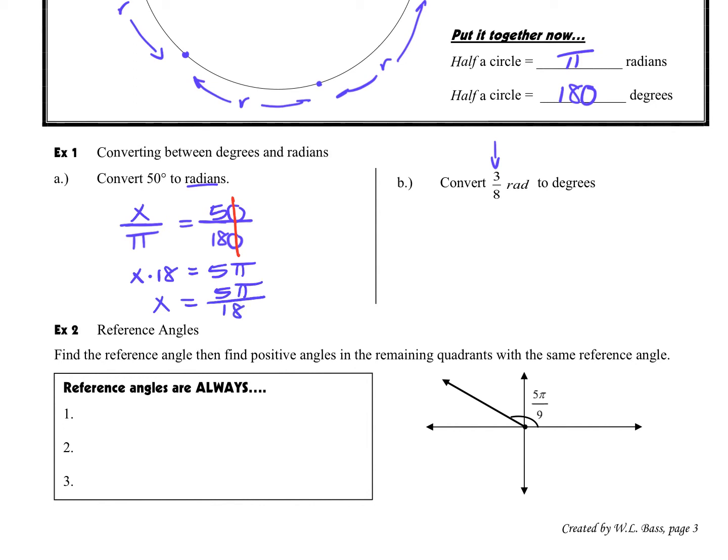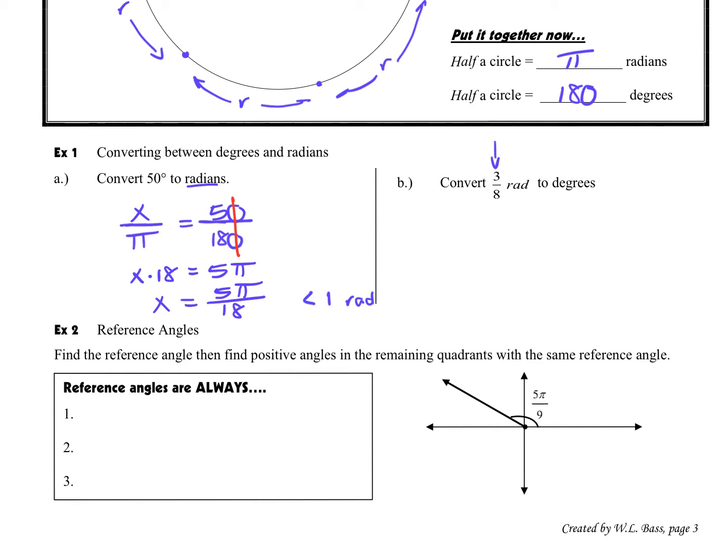Now, here's what we want to think about. 5 pi over 18. We can, of course, convert this to a decimal. We could type it in our calculator, 5 times 3.14, and divide by 18. But what I more want you to understand right now is this. If pi is, we'll just call it 3, 5 times 3 is 15, and 15 divided by 18 will be something that's a little bit less than 1. So our answer is going to be a little bit less than 1 radian if we convert that to a decimal.